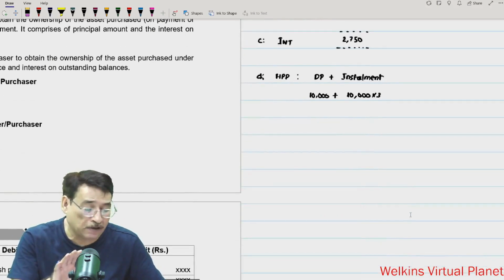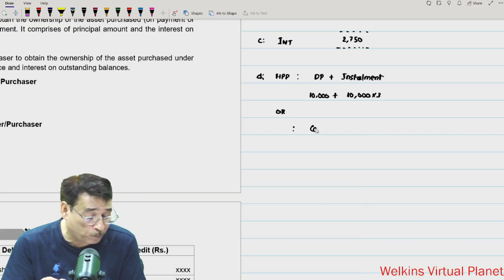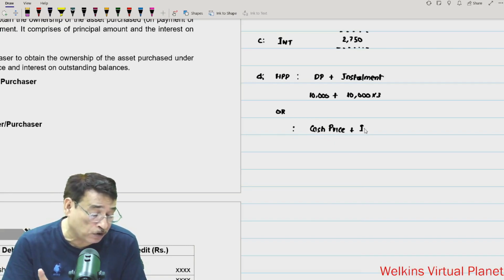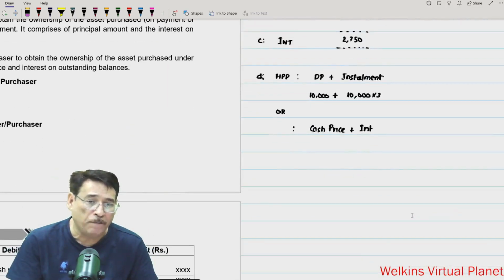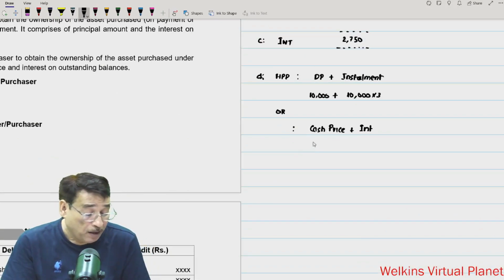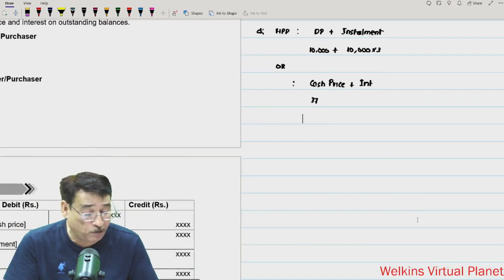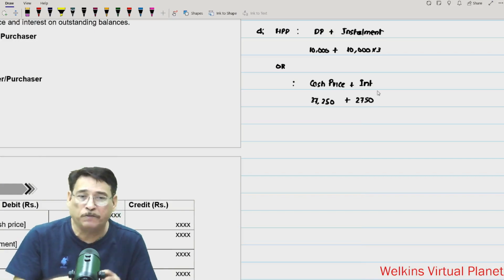Hire purchase price is also written as cash price plus interest, as we just saw. Because cash price is 37,250 and interest is actually how much? 2750. Now your cash price is 37,250, as we have noted down, and interest happens to be 2750. So it will be equal to 40,000.